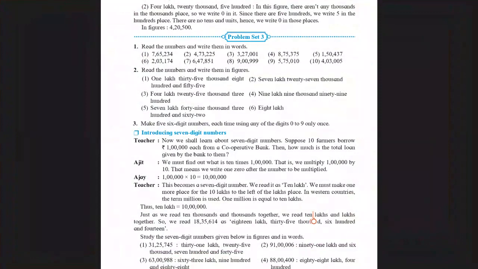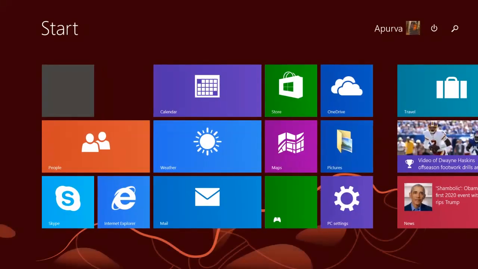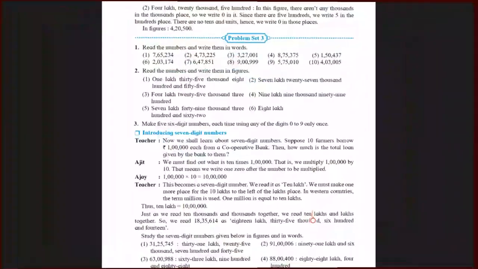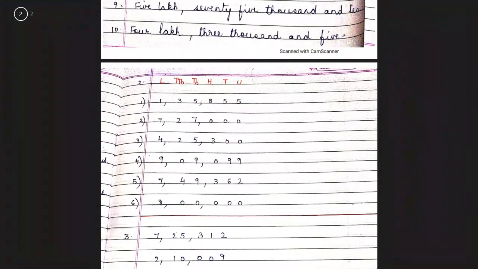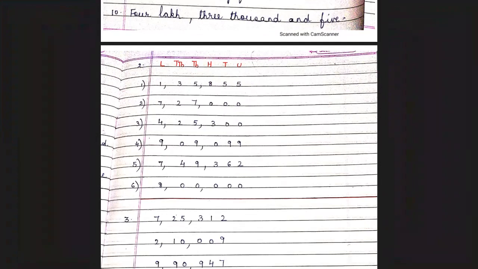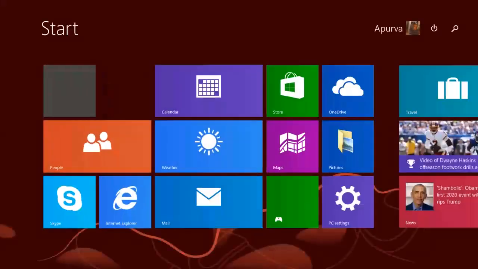1 lakh. So you will put 1 under the lakh number. 35,000. So 1 comma 35 comma 800. So under 100 will be 8, and 55. 55 in the tens and the units place. So it's 1,35,855. Okay. So you have the statement there. From there, I have to write the digits. So this is what is done in the second question.